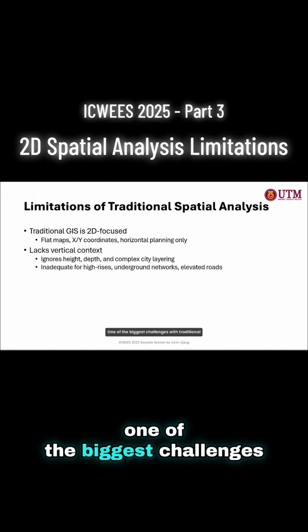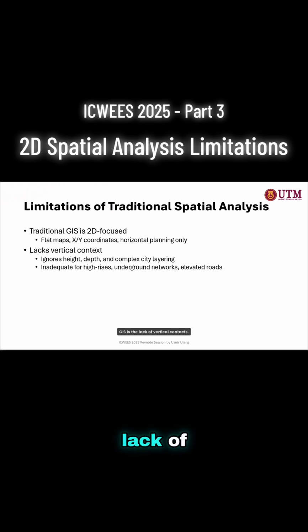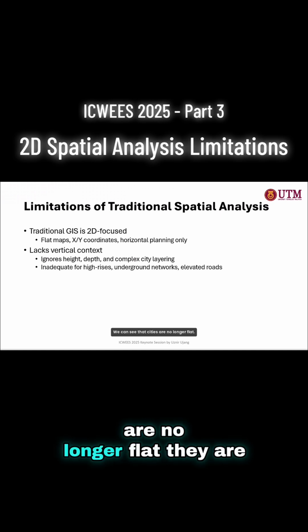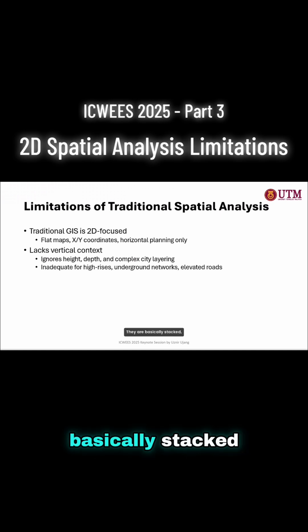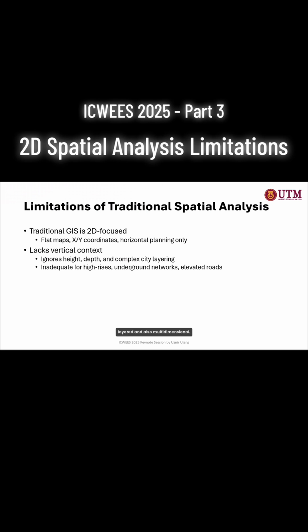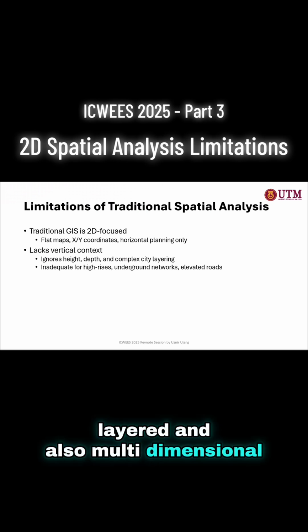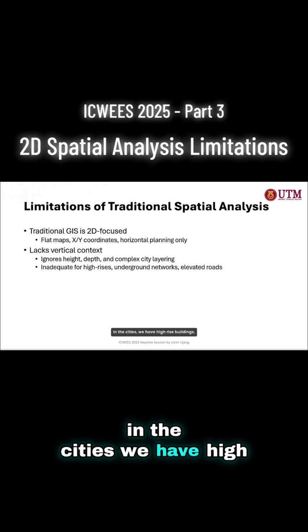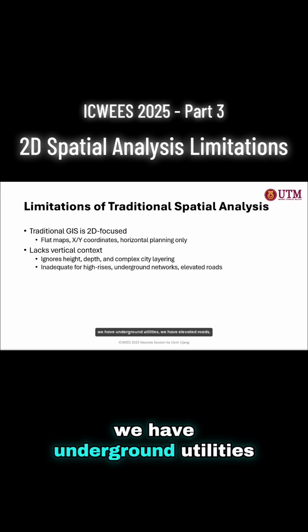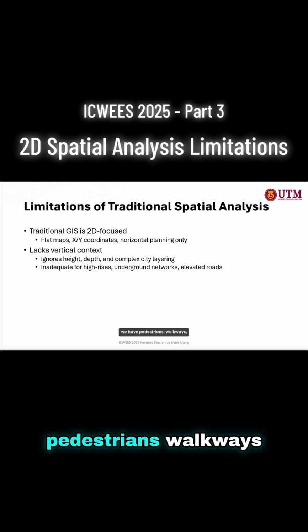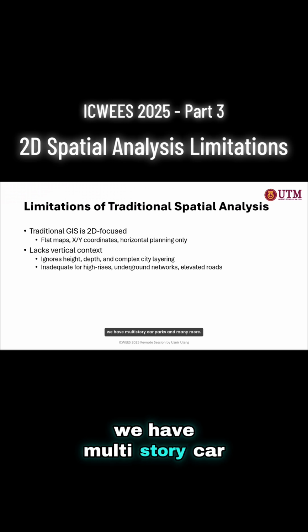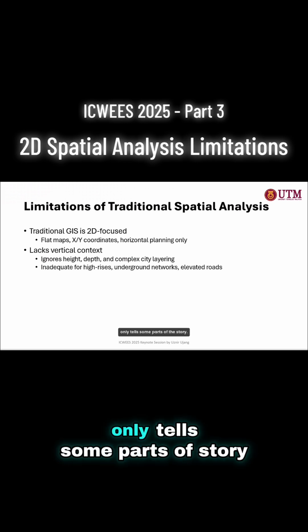Okay, one of the biggest challenges with traditional GIS is the lack of vertical context. We can say that cities are no longer flat. They are basically stacked, layered, and also multidimensional. In the cities, we have high-rise buildings, we have underground utilities, we have elevated roads, we have pedestrian walkways, we have multi-story car parks, and many more. Yet, a 2D map only tells some parts of the story.